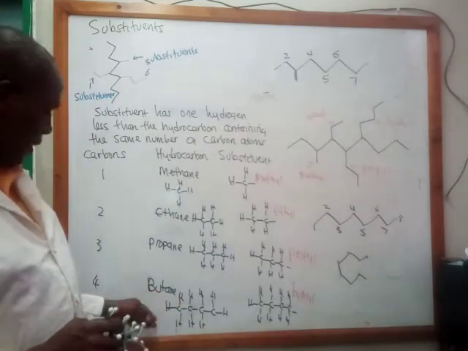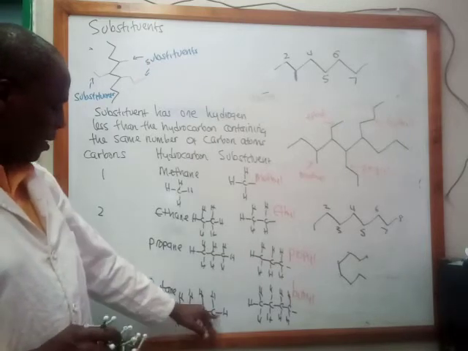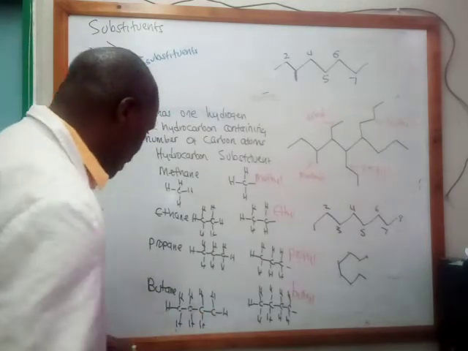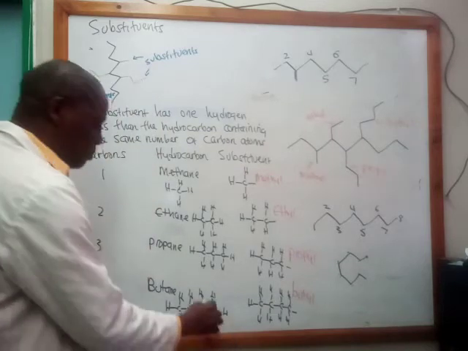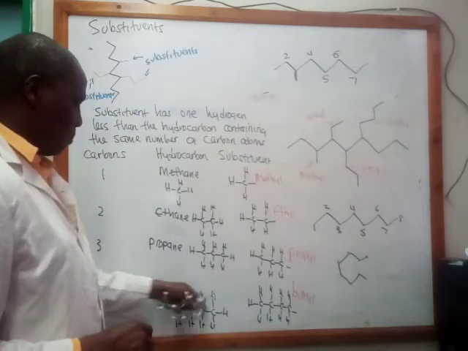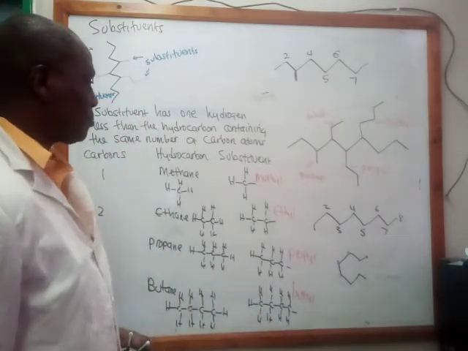Butane, can you see one? Butane, 1, 2, 3, 4. There is one hydrogen missing here. So that is butane for the parent chain, butyl for the substituent, yeah?